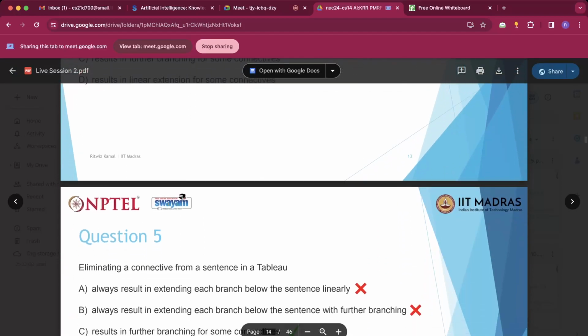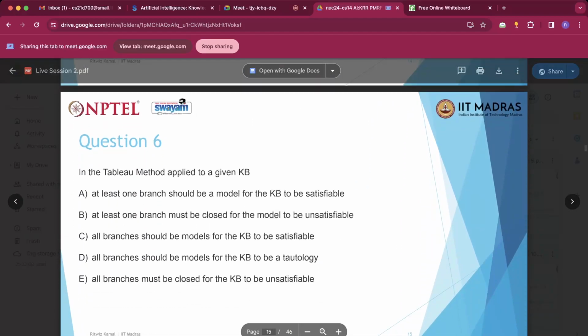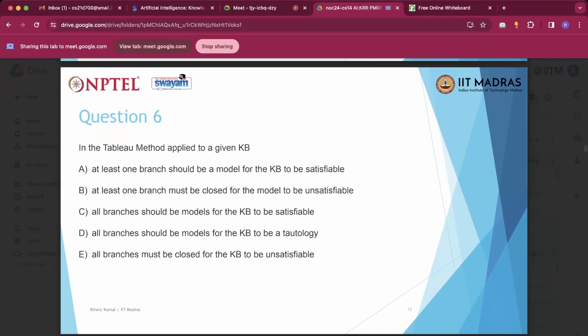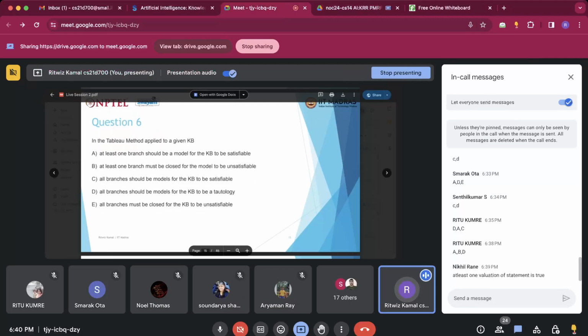Okay, so if we have at least one branch that does not have any contradictions, and we have also arrived at the end of all possible expansions, and that branch cannot be expanded or simplified any further, then since there is at least one such branch, we can say that it is satisfiable. If all such branches do not have any contradictions and none can be extended or simplified further, then we can say that it is a tautology.